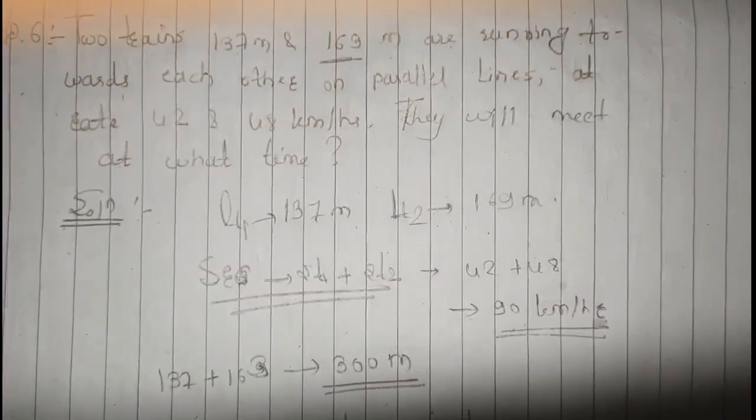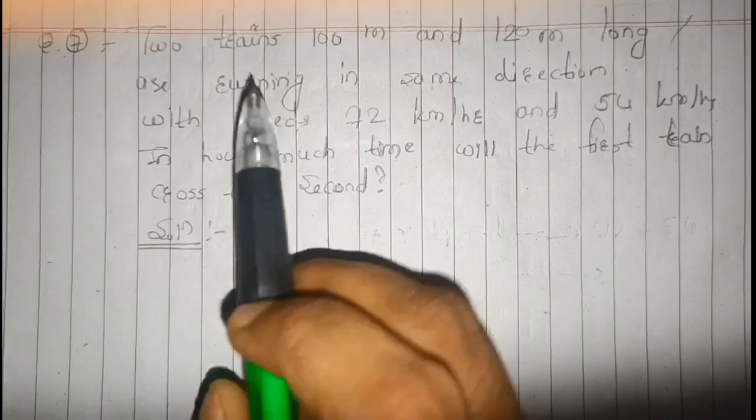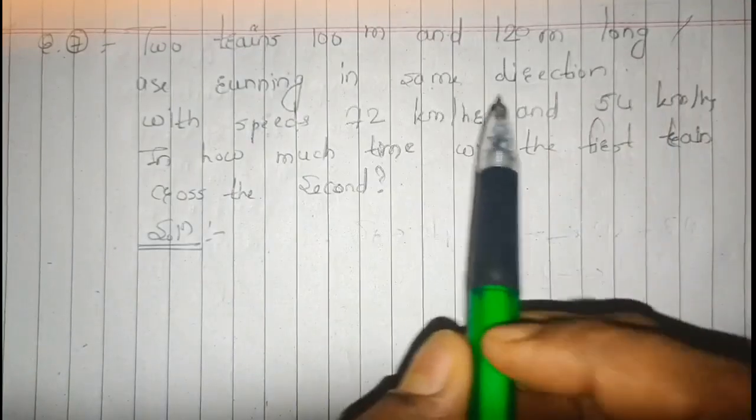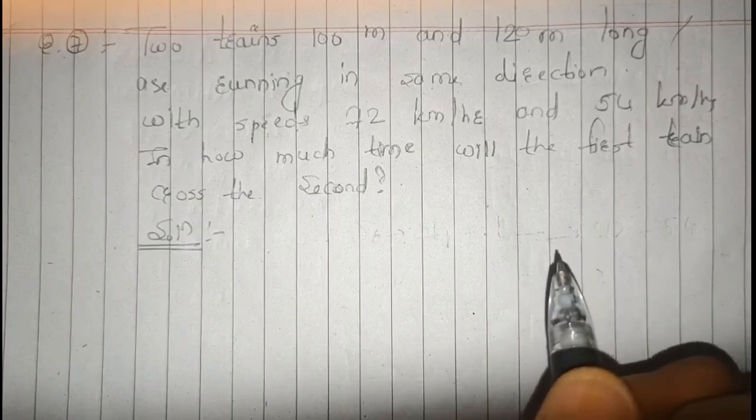So this is our 7th question. Here we have two trains, 100 meters and 120 meters long. They are running in the same direction. Now when we say same direction, in this particular scenario, our speeds will get subtracted. So what would be our relative speed?